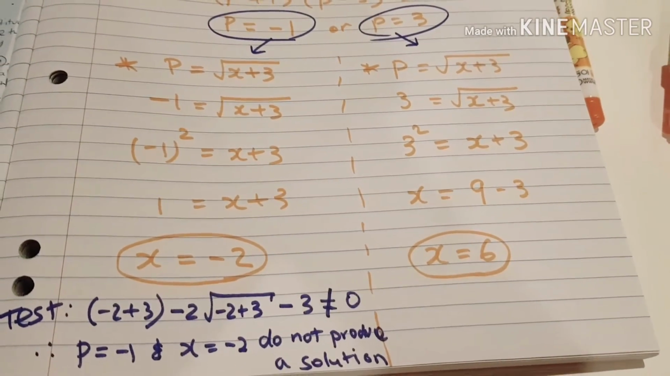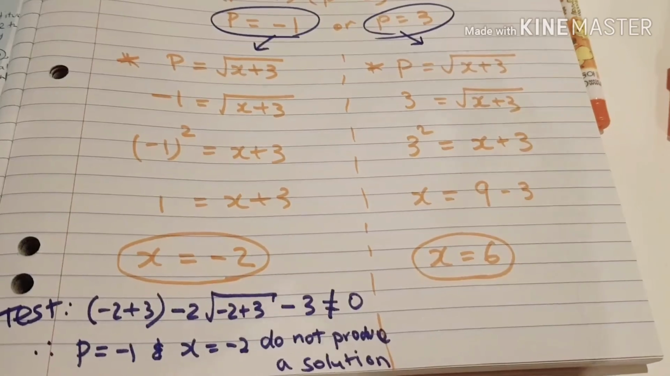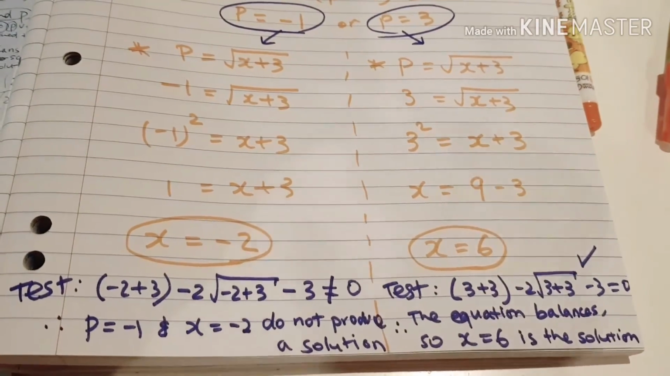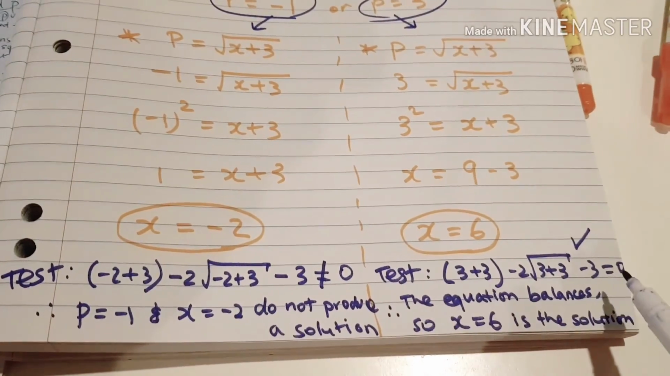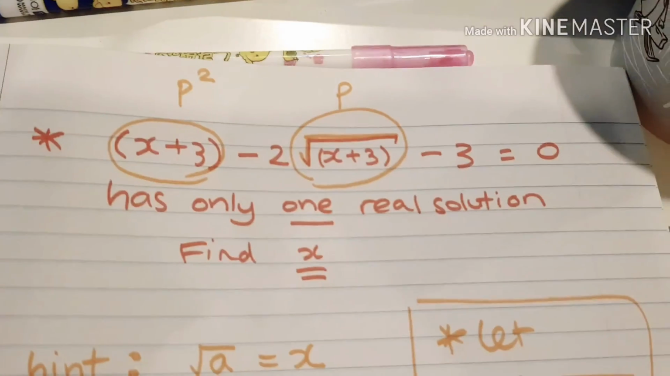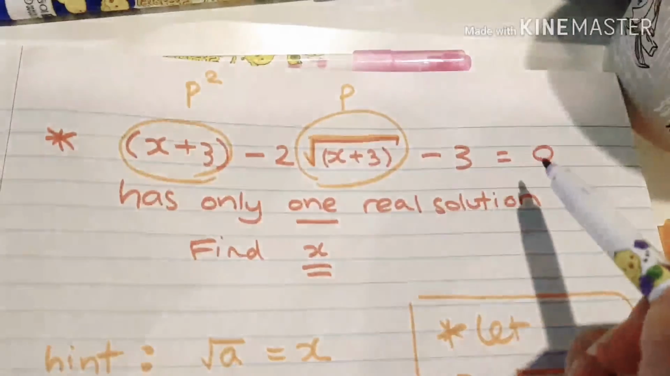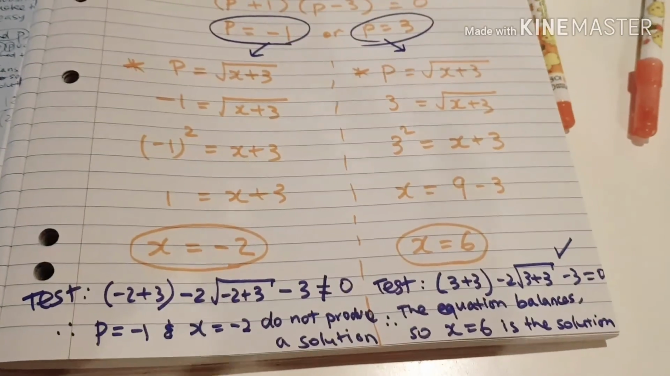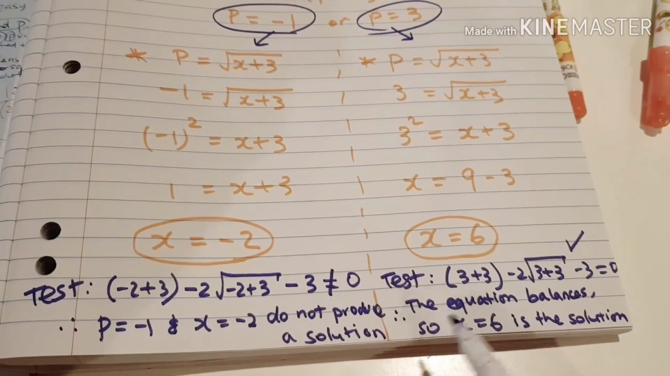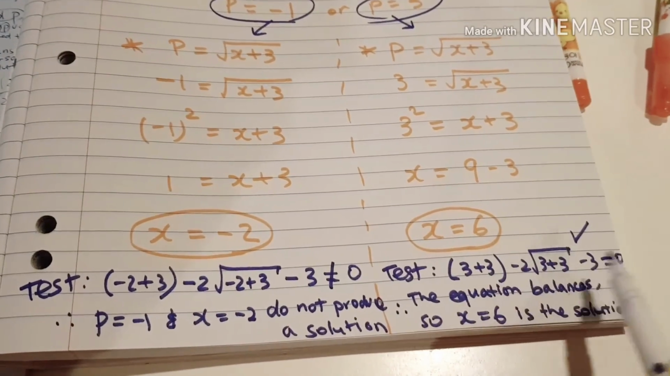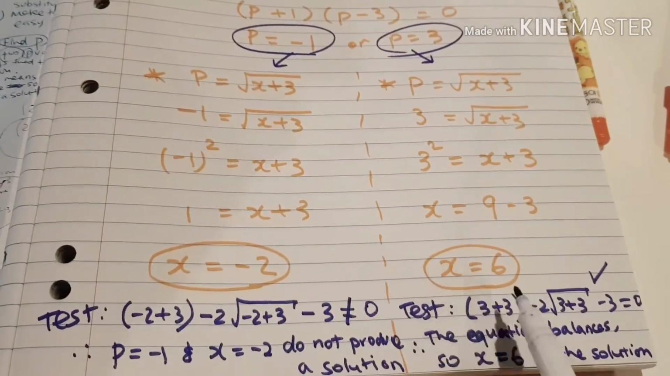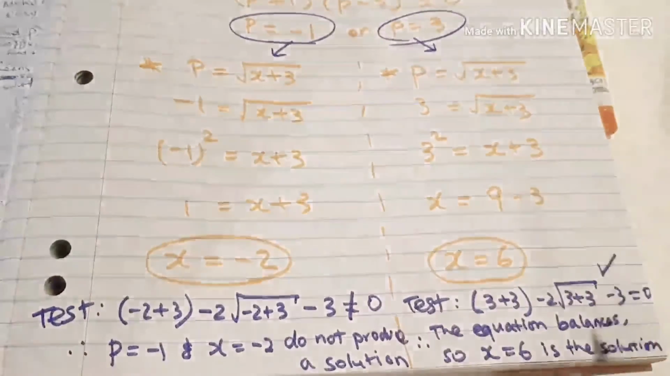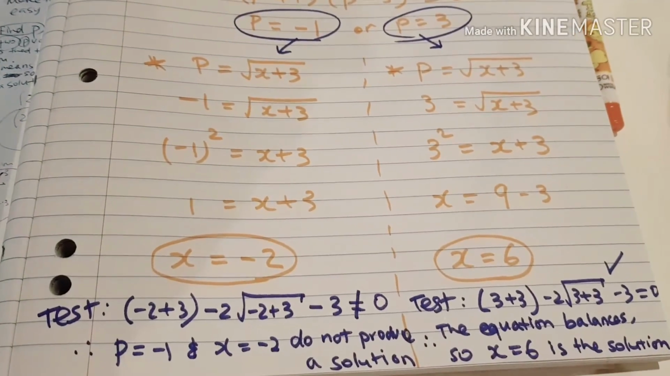You do exactly the same thing with p equals 3. When you calculate this one, yes, it is equal to 0, like it says in the question. So therefore, you answer that the equation balances: 0 equals 0. So when x is equal to 6 and p is equal to 3, it is a solution.